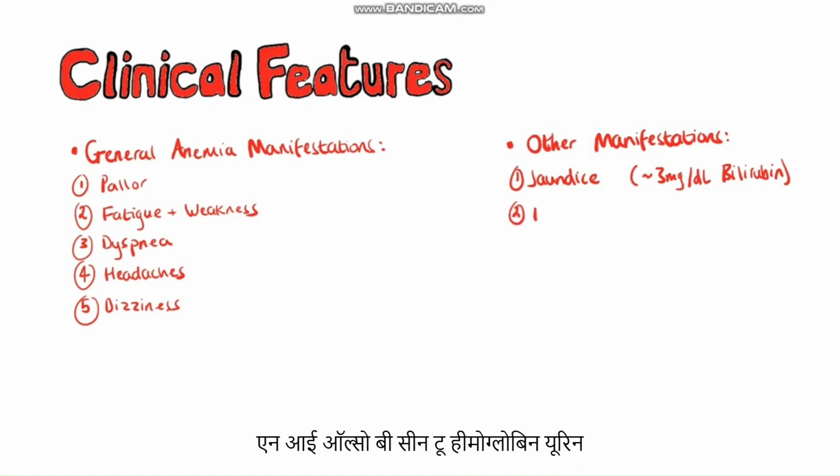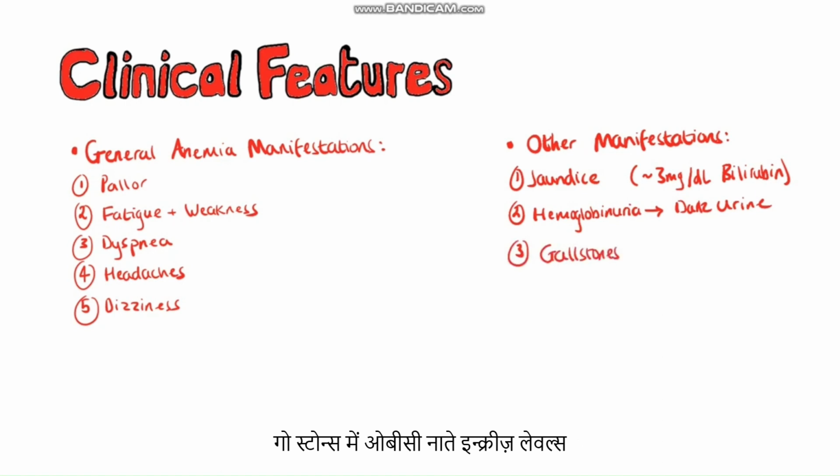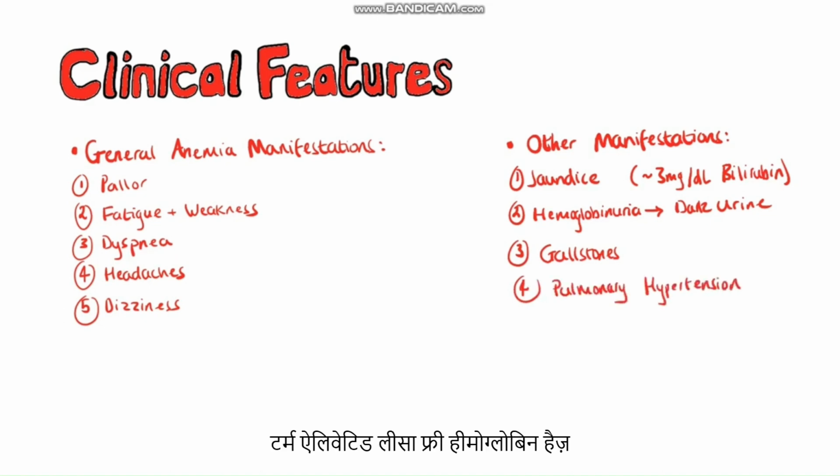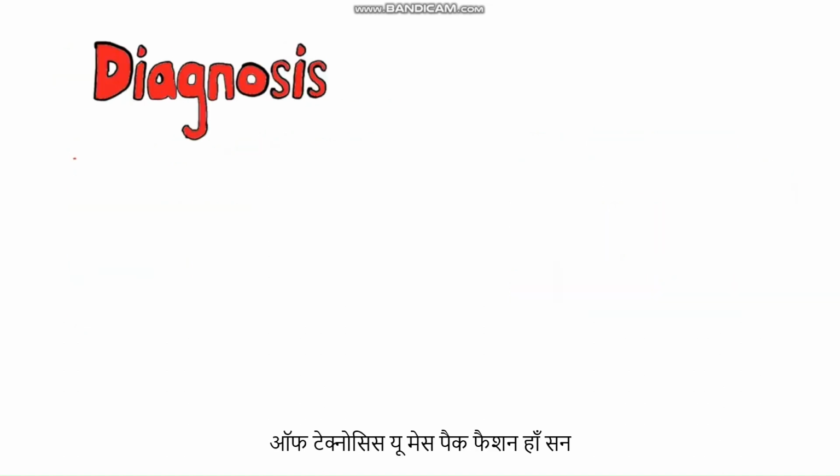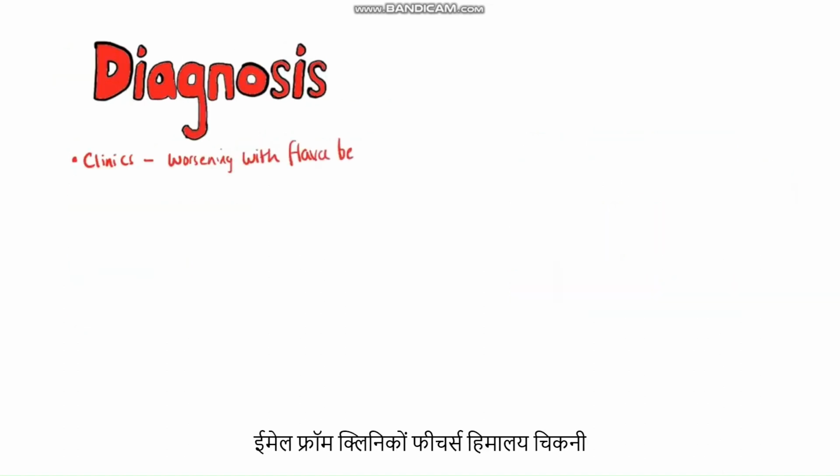Dark colored urine may also be seen due to hemoglobinuria. Gallstones may also be seen as the increased levels of bilirubin mean more bilirubin is moved into the biliary system. Additionally, long-term elevated release of free hemoglobin has been linked to pulmonary hypertension, which could lead to right-sided heart failure symptoms.